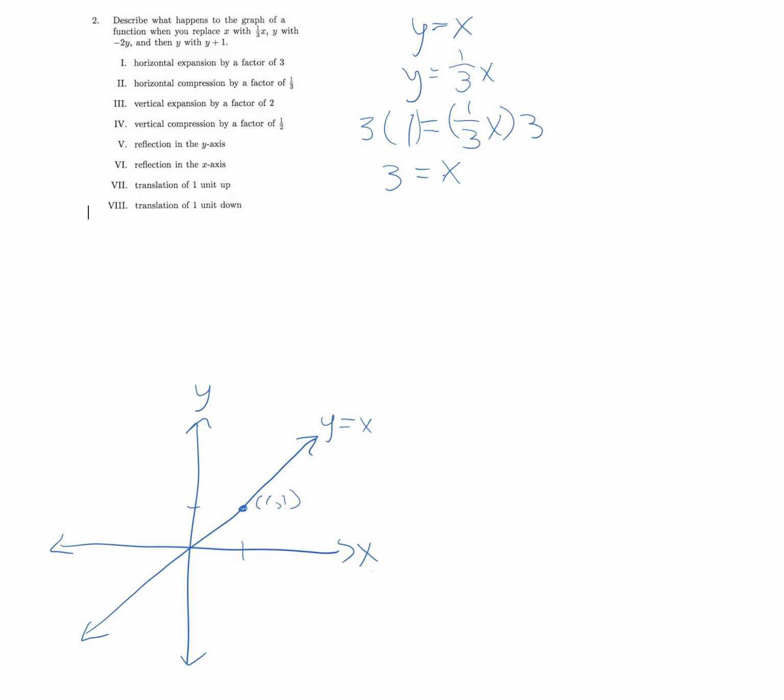So my new point is out at x equals 3, y equals 1, which is here. And so you can see that in this case, we've done a horizontal expansion by a factor of 3. So if we go back to our question, that is answer 1. So that's the answer to the first part. Let's try the next one.